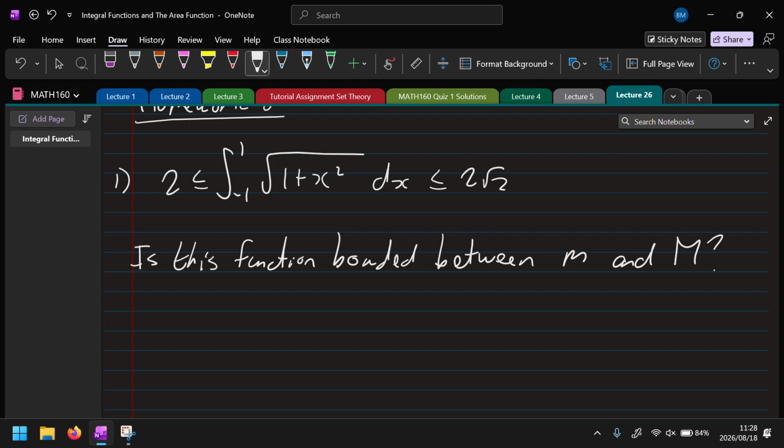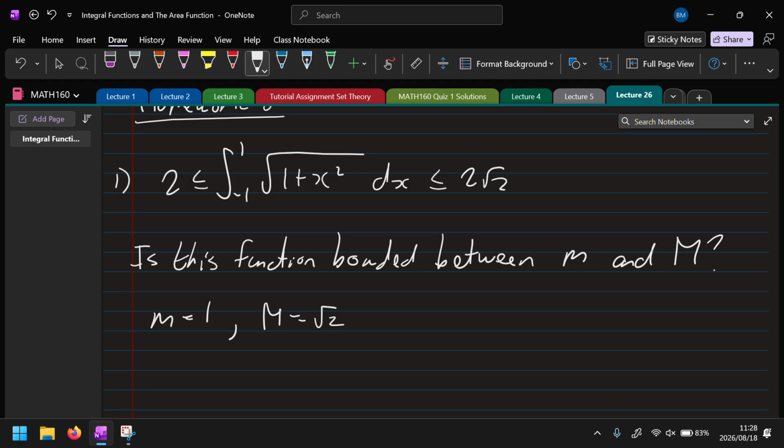So on this interval from -1 to 1, what would the minimum value be? It's a continuous function on a closed interval. There's a minimum and a maximum. We know that. So what would the minimum value be? 1, I think someone said 1. Yeah, we put in x equals 0, we get 1. That's a minimum value. What about the maximum value? Square root of 2. If we substitute -1 or +1, we get root 2. That will be the maximum.